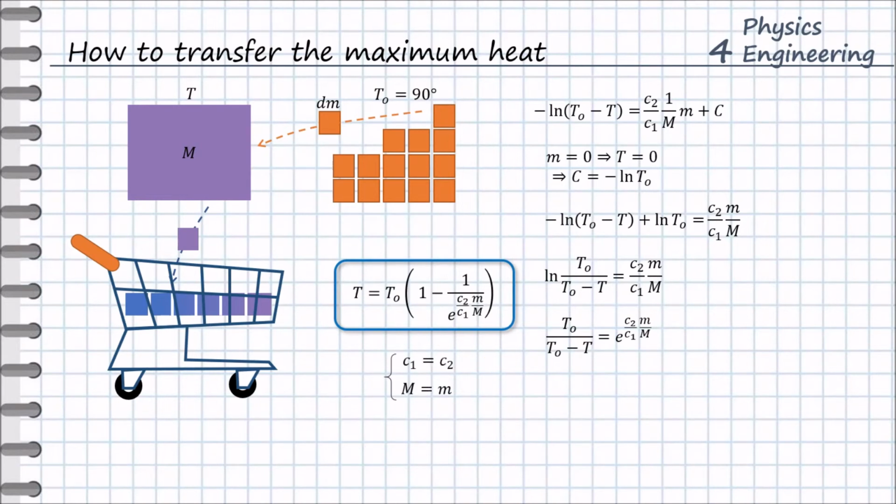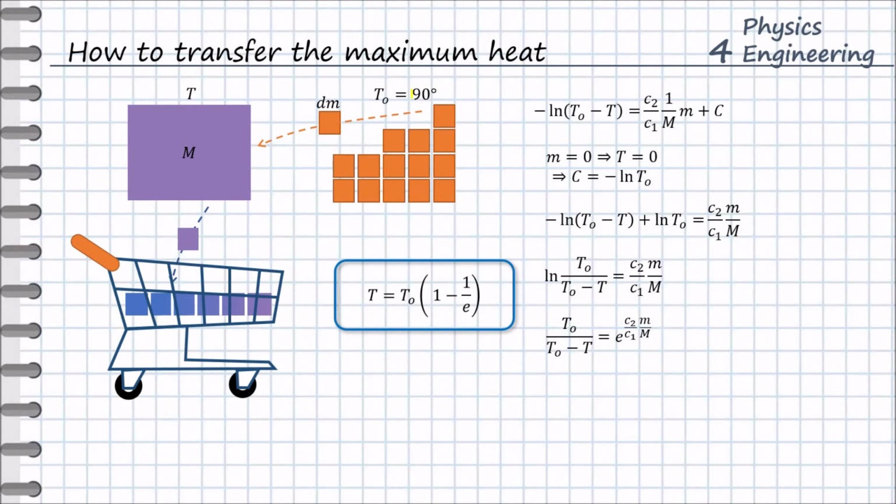Now, with consideration that we have the same specific heat capacity for the two bodies and the same mass, we obtain the final formula. So we get the result that our final temperature of the cold body is the product of the initial temperature of the hot body and 1 minus 1 divided by e, where e is the exponent of the Euler number. This is nice, isn't it?